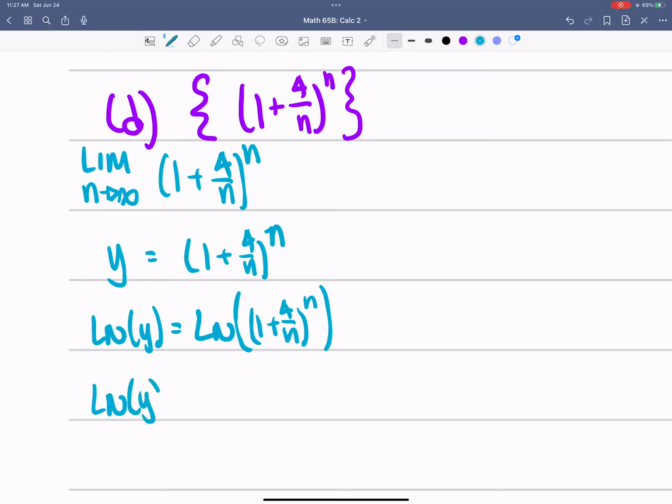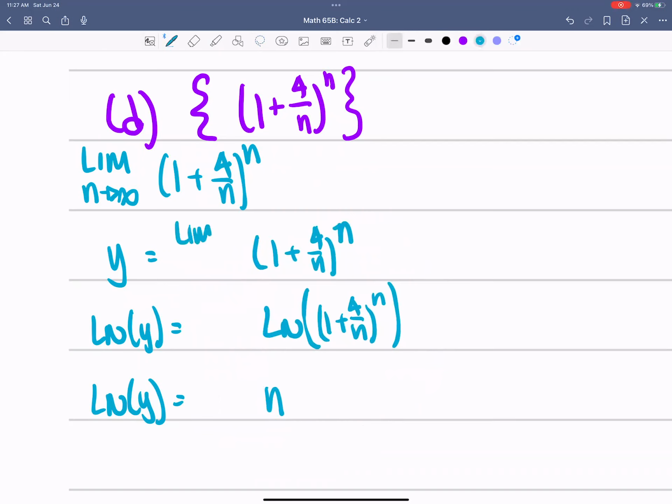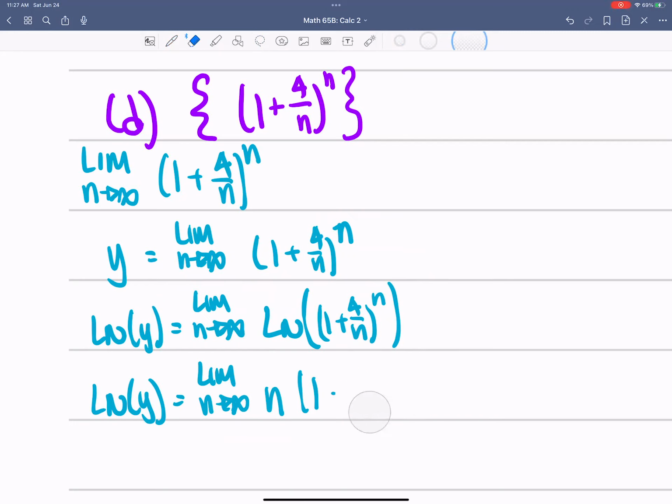We have ln of y is equal to n, and all the while we're taking the limit as n approaches infinity. So the limit as n approaches infinity of n times the natural log, ln of 1 plus 4 over n.